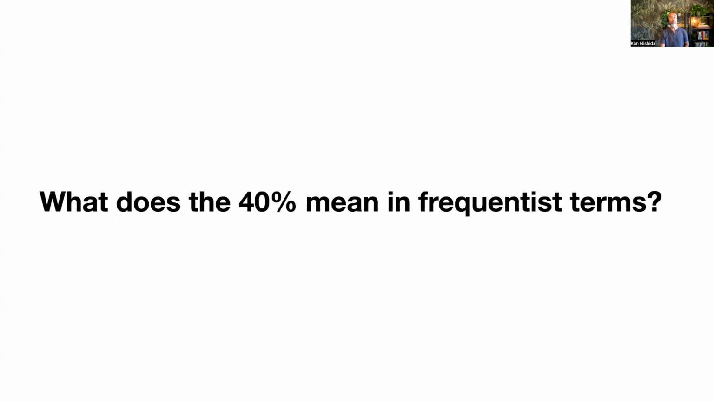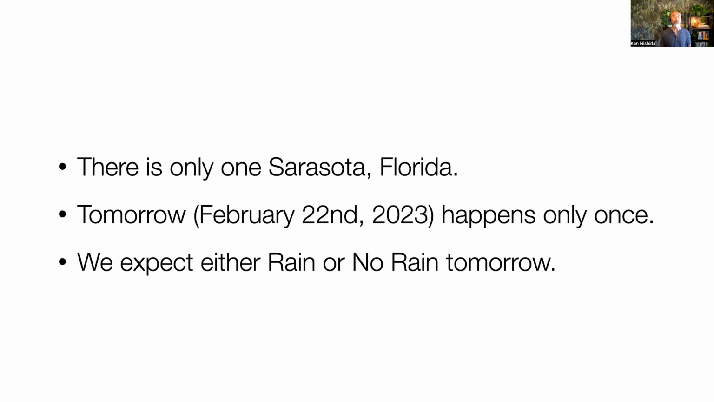However, none of that is actually true here. So what does that mean in frequentist terms? The problem is that there is only one Sarasota, Florida. It's not like we have 100 cities and out of 100, 40 get rain. And tomorrow doesn't repeat over and over. Every day you wake up and there's a tomorrow, but February 22nd, 2023 is one particular day and it never comes back again. It's only once, and when it comes, we expect either rain or no rain. There's only one of those two.